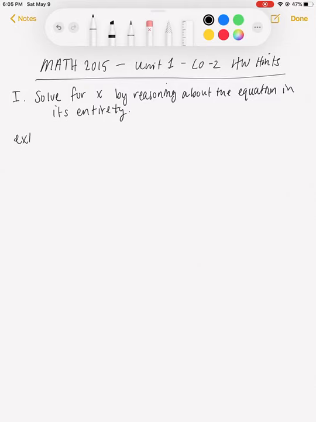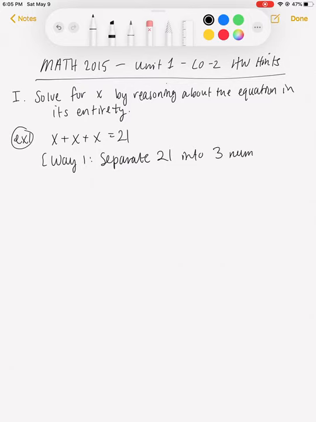Okay, so for my first example is going to be x plus x plus x equals 21. Okay, so there's a couple ways that we're going to do this. So way number 1, I'm going to separate 21 into 3 numbers, three numbers added together that are the same.